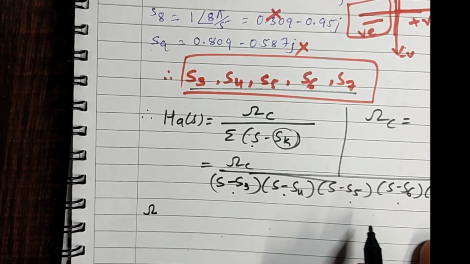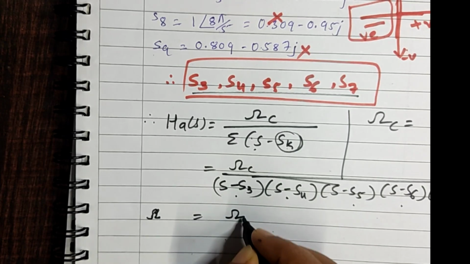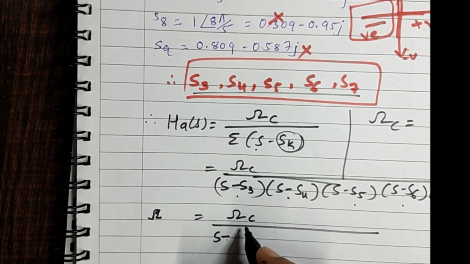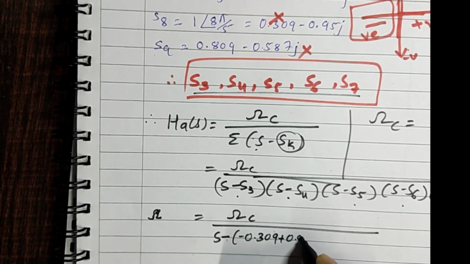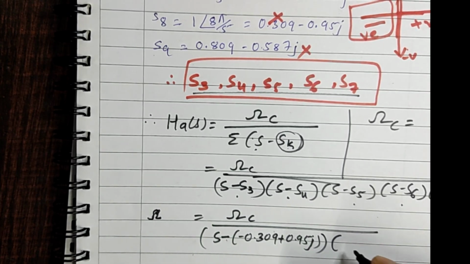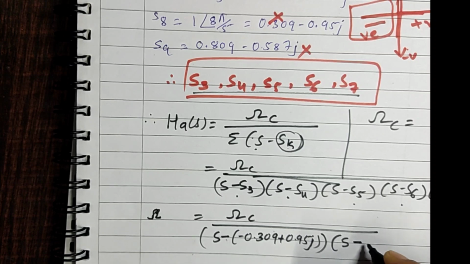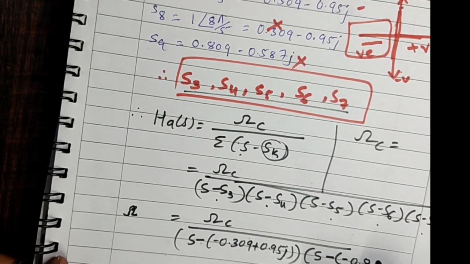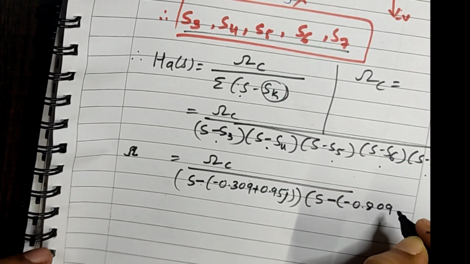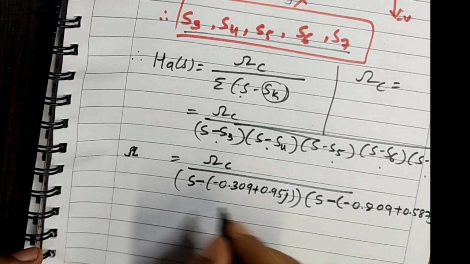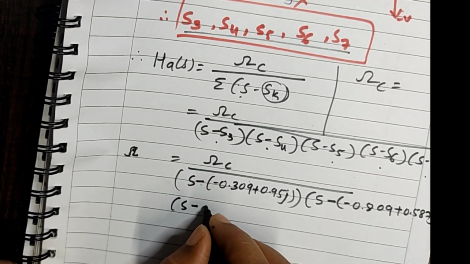No, not a problem. Okay, so we will hold this ωc as it is. ωc divided by, we will substitute S minus S3, which is S minus S3 is minus 0.309 plus 0.95j. Okay, this is S3. Next, S4: S minus S4 is minus 0.809 plus 0.587j. Okay. Next, S minus S5 is minus 1.